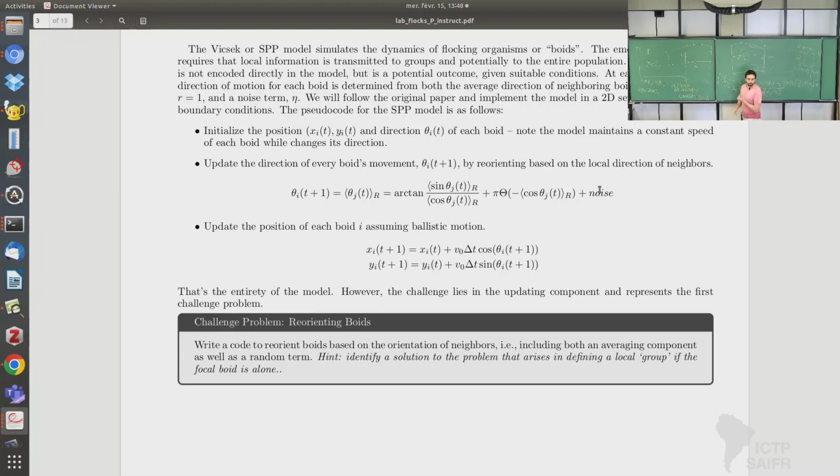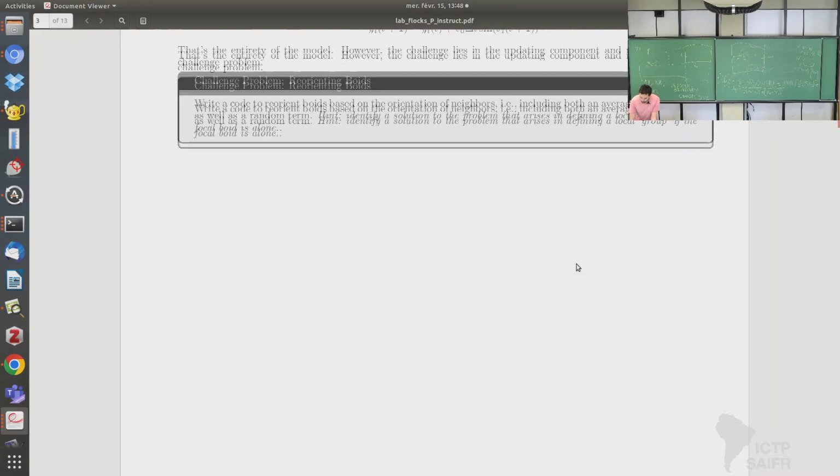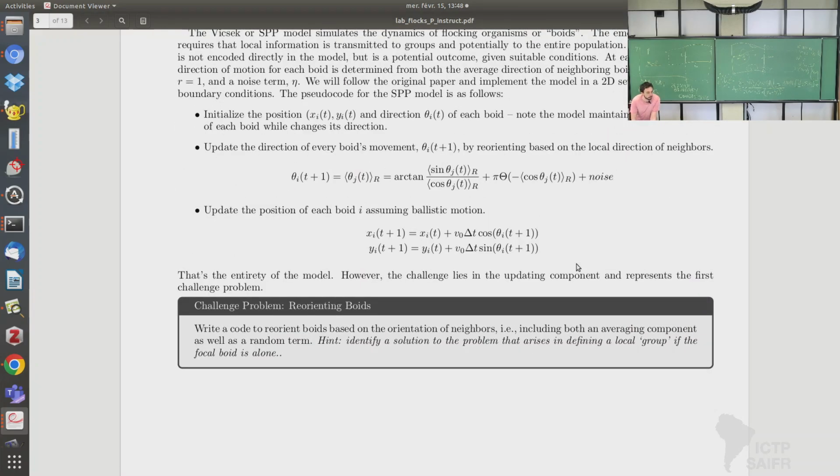How do you want to define the eta for the noise? The noise will be defined between minus eta and eta. But again, this is entirely your choice, okay? As long as you do something that is consistent, it's fine.